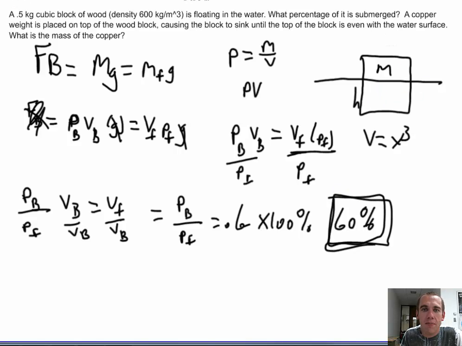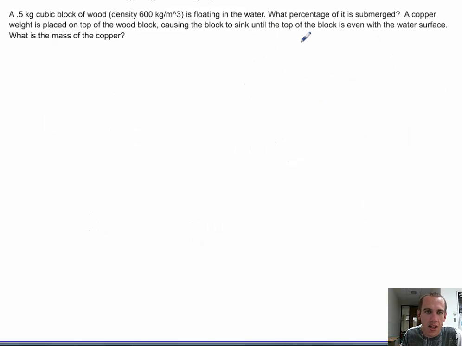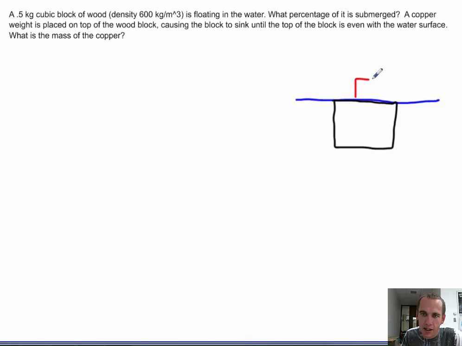All right, now the second part of this problem is a little bit different. It says a copper weight is placed on top of the wood block, causing the block to sink until the top of the block is even with the water surface. What is the mass of the copper? So again, I'm going to start with my picture, but this time my block is entirely submerged, and there's another little block on top of it, a copper block up here.